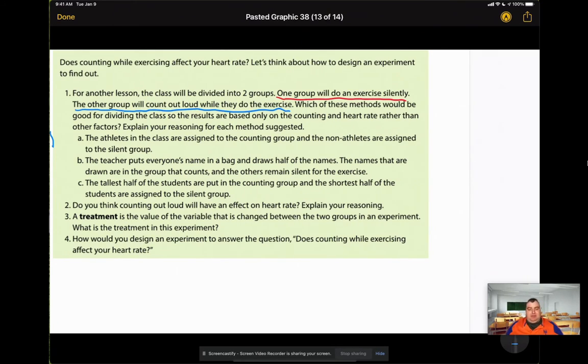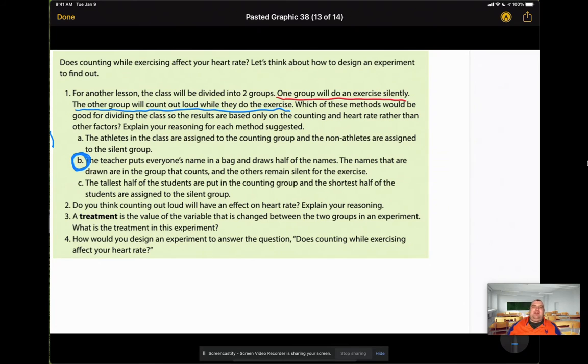So there's three possibilities here. Which one of these is the most random? Which one of these is least likely to lead to biased results? Well, by putting names in a bag and drawing at random, that by definition is a random sample. So that right there, B, would be the best because it is the most random of all the methods.